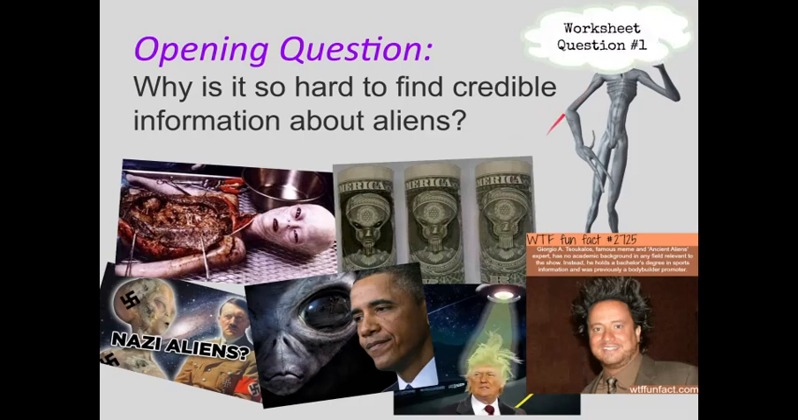That would be your worksheet question number one. So on that worksheet, find that. Look for the blank associated with this. Why is it so hard to find credible information about aliens? And when worksheet questions come up, I will make sure to put a little, well, it's supposed to be a thought, but it looks more like a fart bubble. Thought bubble will appear in the corner when there's an associated question, so we can all stay on track.